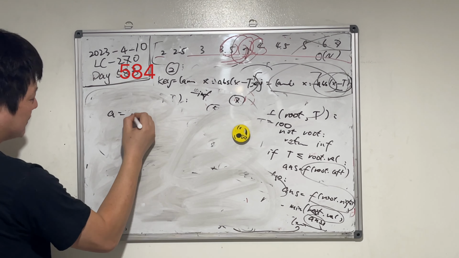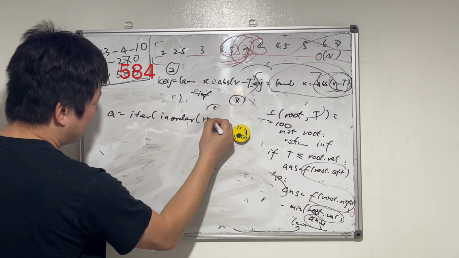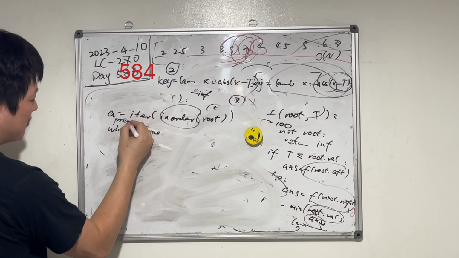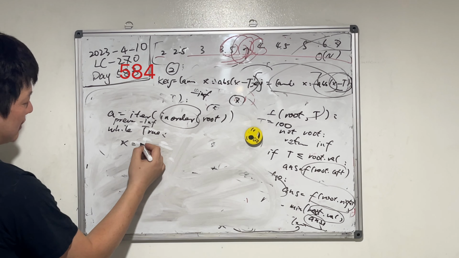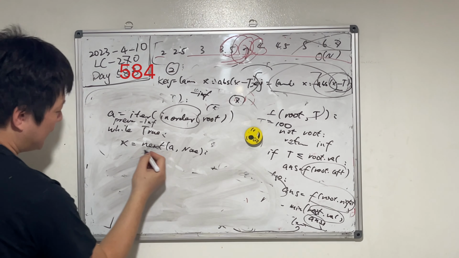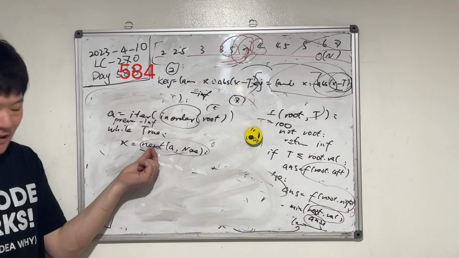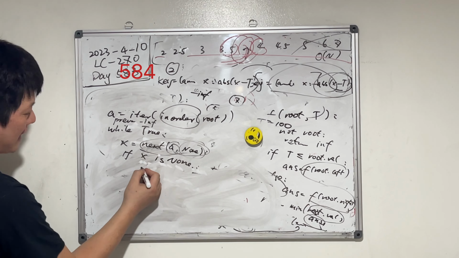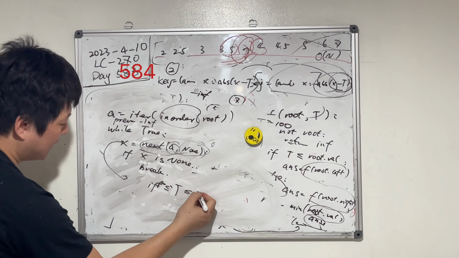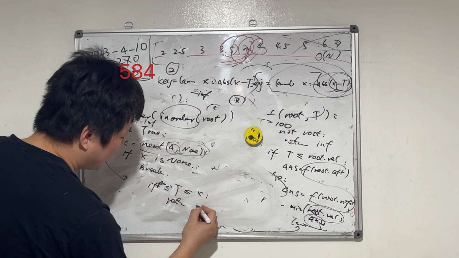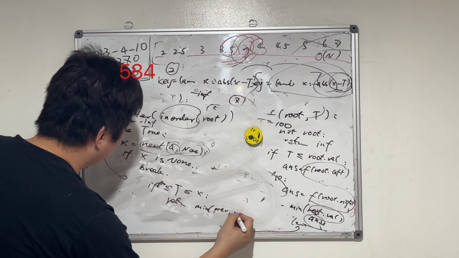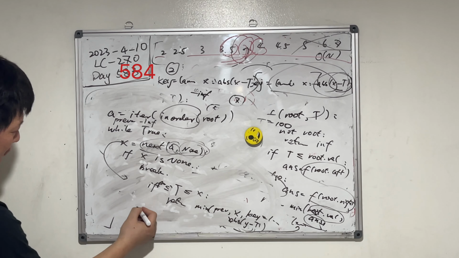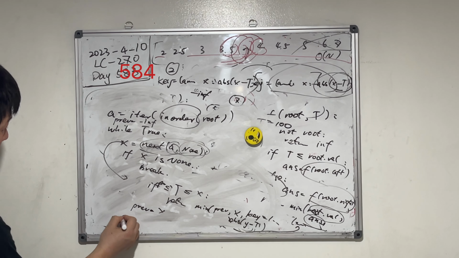a equals iterator in order of root. We know how to implement the in order using recursion. While true, previous equals minus infinity. Then you just take it, x equals next(a, None). This is the thing you asked yesterday: how do we know if it's reaching the end? If a has reached the end, we give the parameter None. If x is None, then break. If the target is bigger than the previous value and smaller than x, we return the minimum of the previous one and the current value x, with key equals lambda y: abs(y minus t). Then we remember the previous value equals x, and return previous.